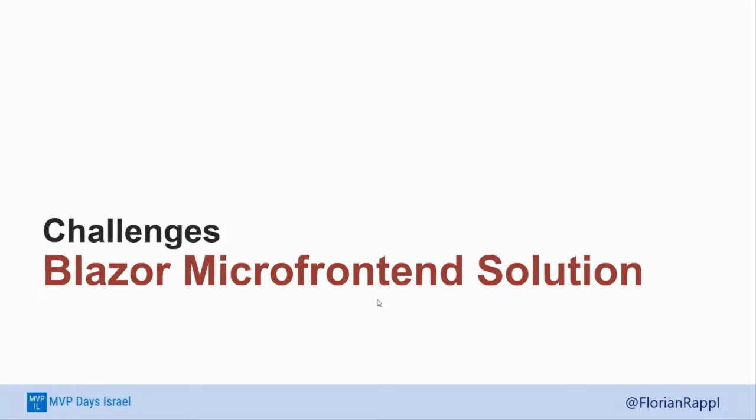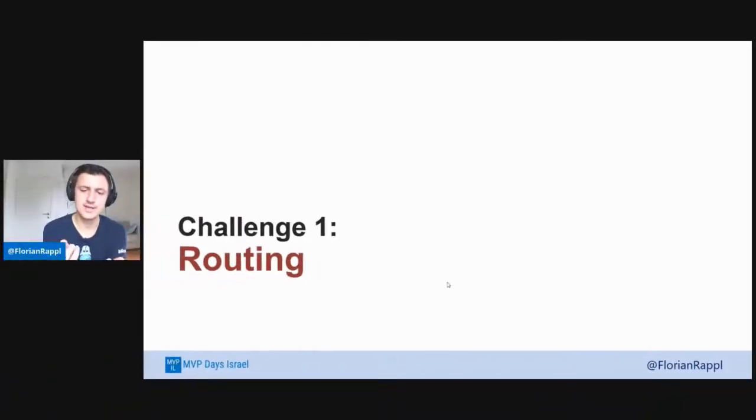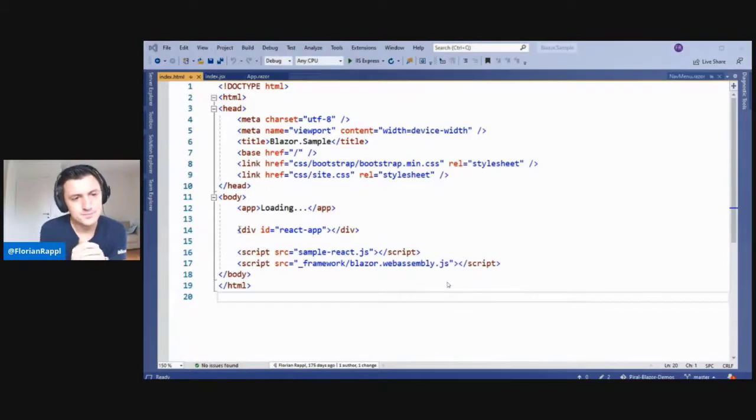Well, let's have a look at all the challenges that come with that solution, and let's say a demo of a potential mitigation or solution in this area. Challenge 1, routing. What we want to have is that we can combine the routing that comes with Blazor with the routing that comes for, let's say, React or Angular. But Blazor is rather possessive, and so that is very tricky to do.